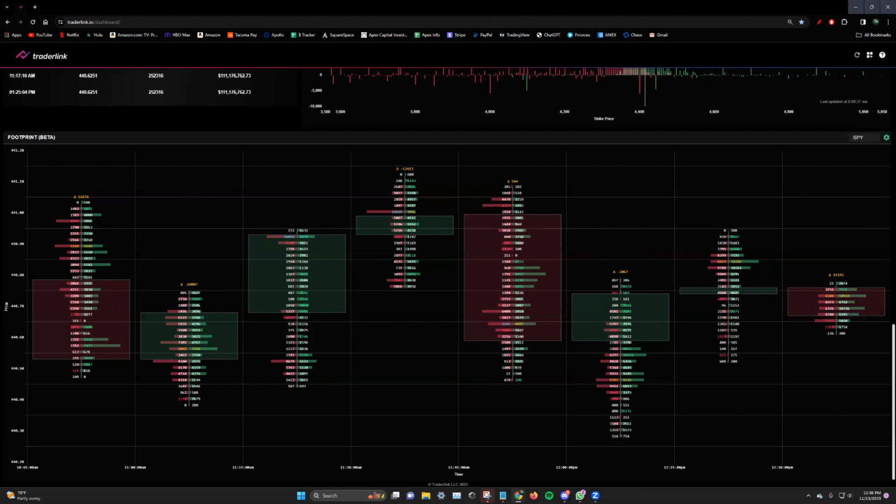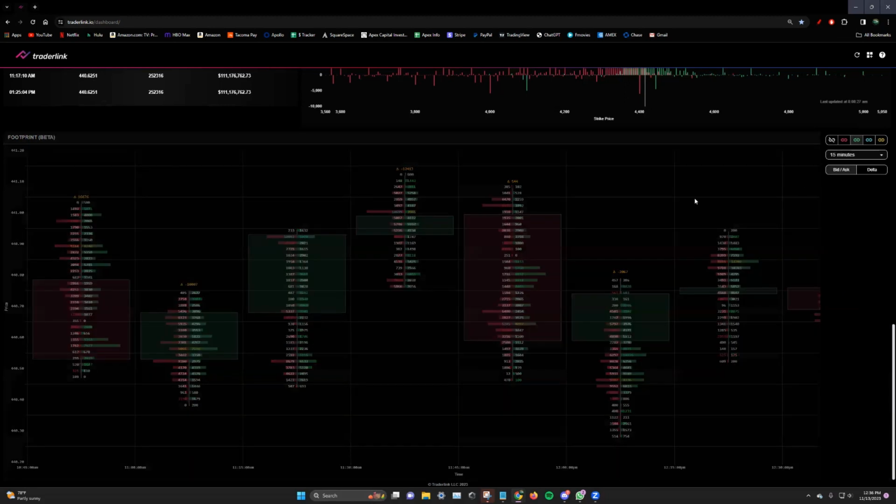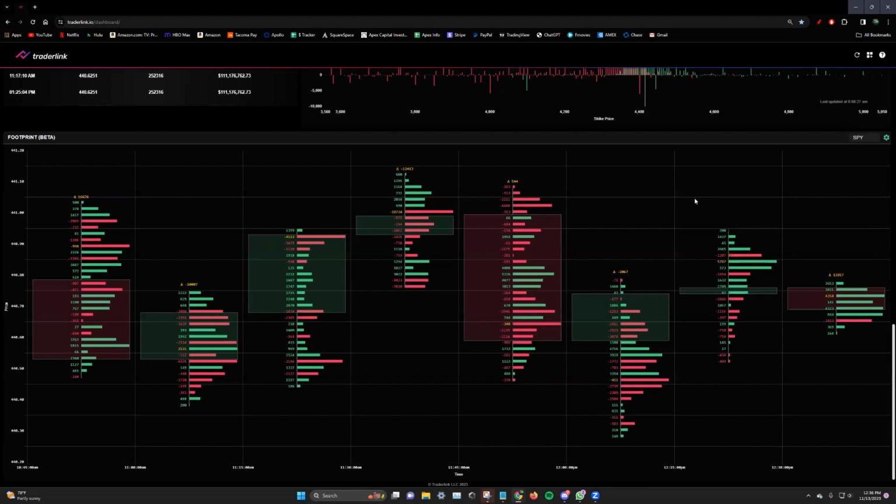So moving on to the next portion, which is the delta of the delta footprint chart. The sheer basic is if delta is greater than zero, buyers are the aggressor, as there are more contracts traded on the offer than the corresponding bid. If the delta is less than zero, the sellers are the aggressor, as there are more contracts traded on the bid than the corresponding offer itself.